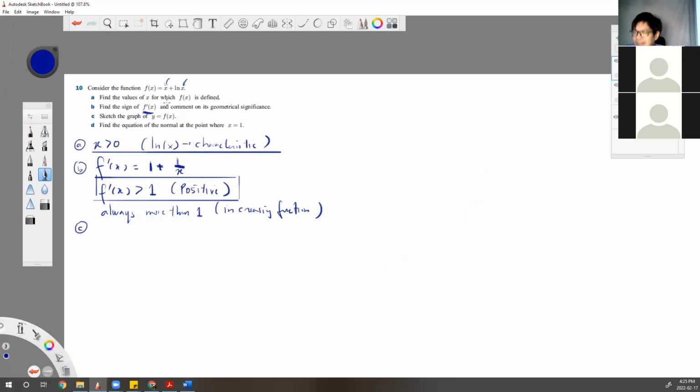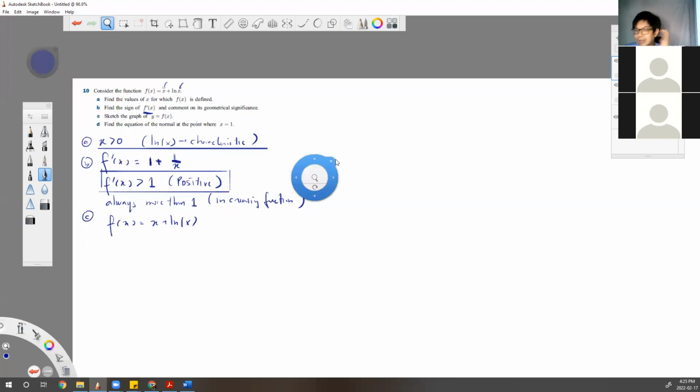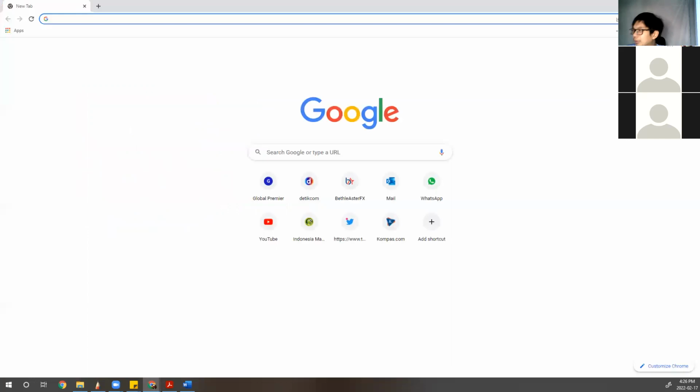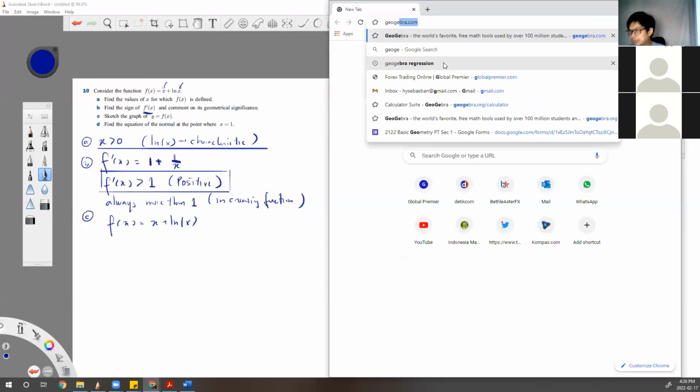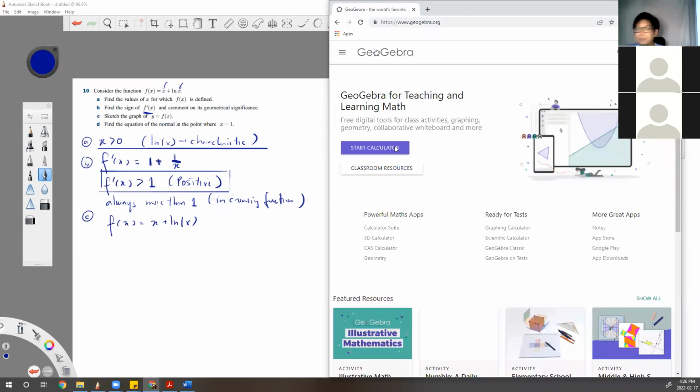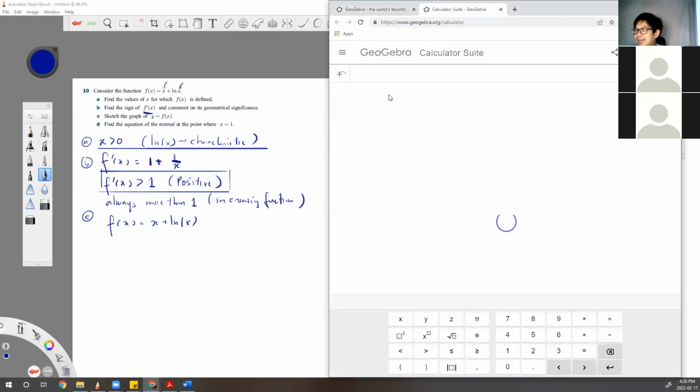Next, sketch the graph of y equals f(x). Oh man, okay, we need to draw the graph. f(x) equals x plus ln x, right? So I think you need to use the helping tools, the calculator tools. This one. A moment. Why is it maximized? Oh, there you go. What is it? GeoGebra. Okay, I'm more prepared right now than in the previous 2 meetings.